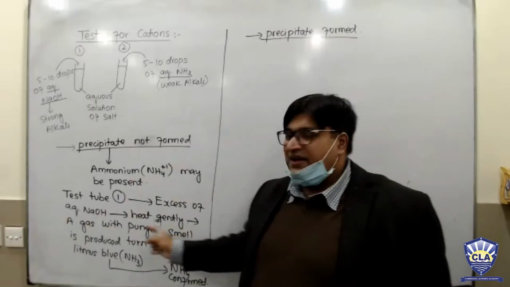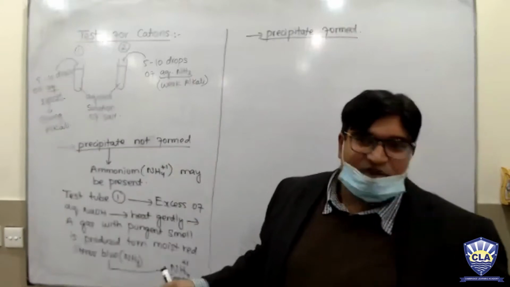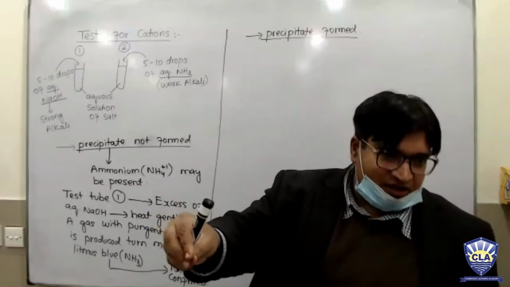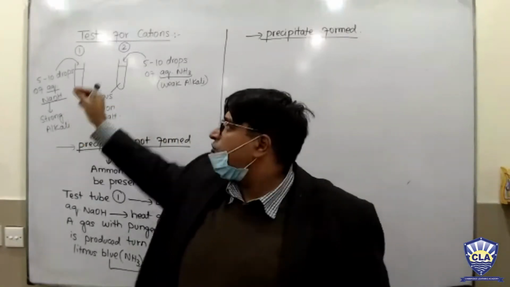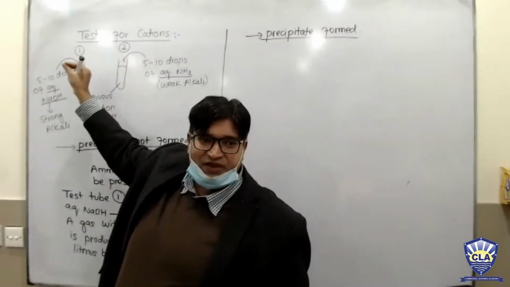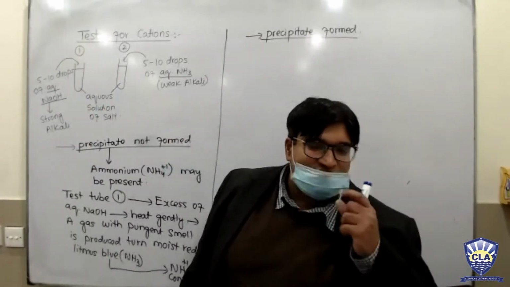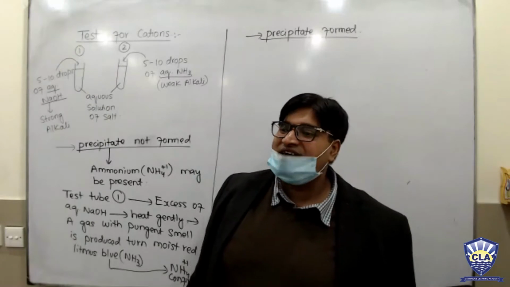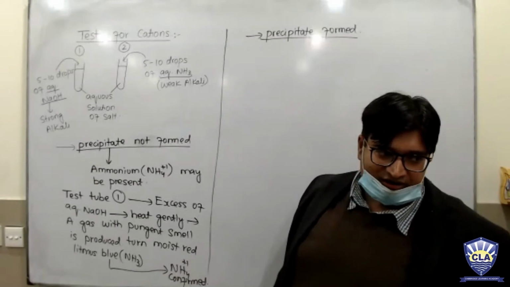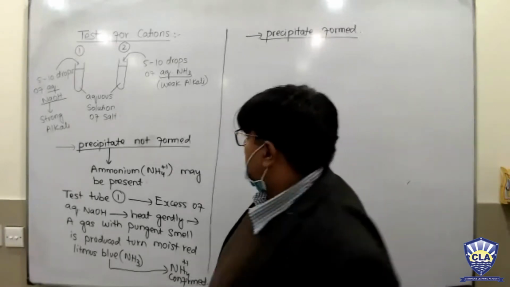So a pungent smell is produced, which turns moist red litmus paper blue. Moist means just dip it in water, and then put it on the top of the test tube. If this moist red litmus paper turns blue, it means the gas rising is ammonia gas, because ammonia is a basic gas. It turns moist red litmus paper blue. So the ammonium ion is confirmed. You got it? You got it, guys? Okay. Yes, sir.